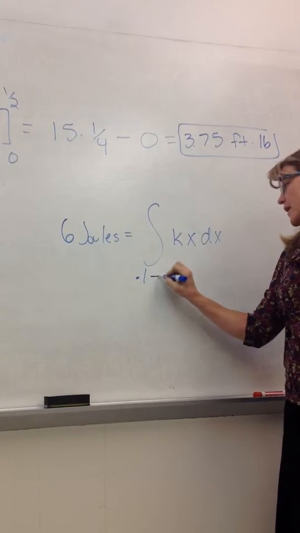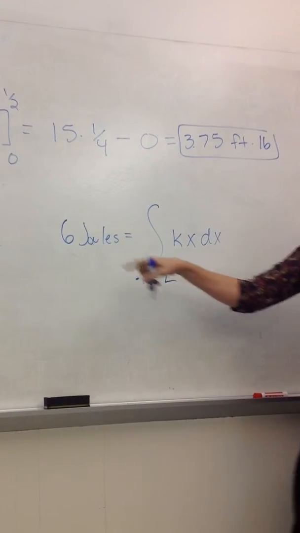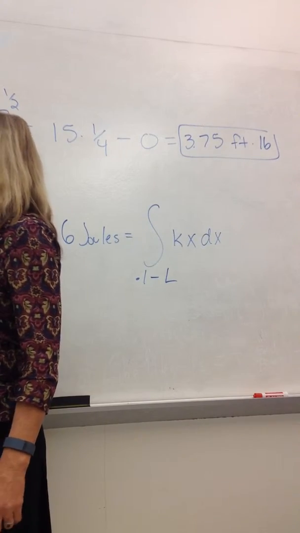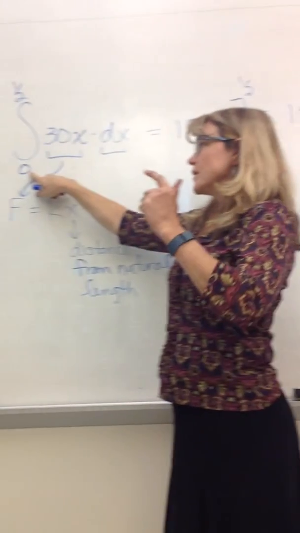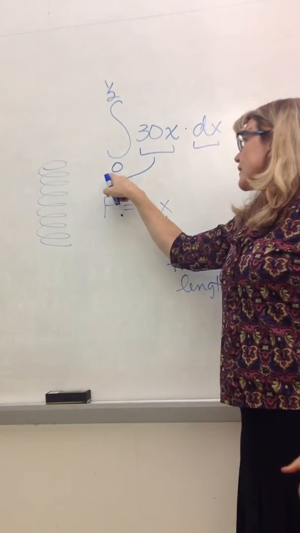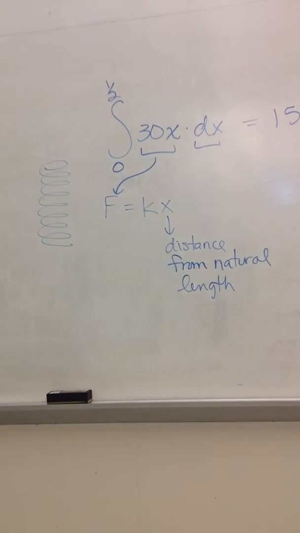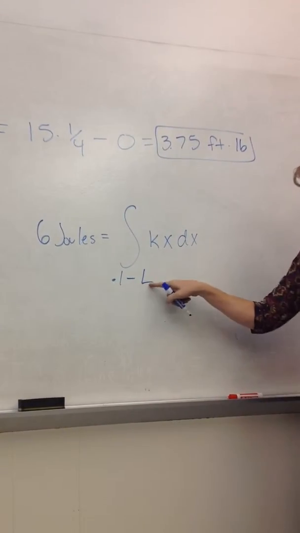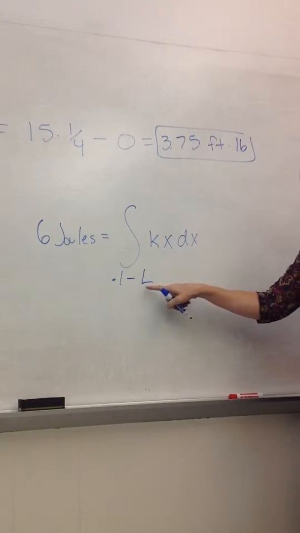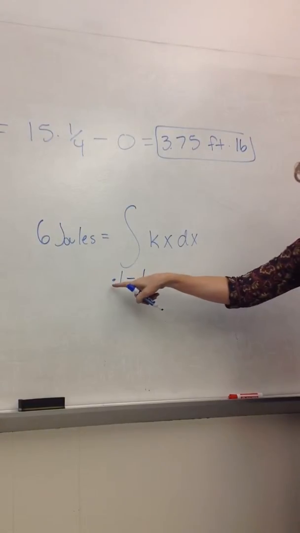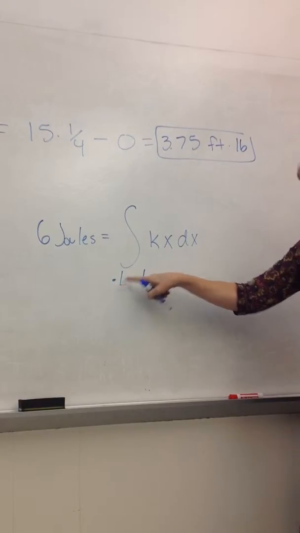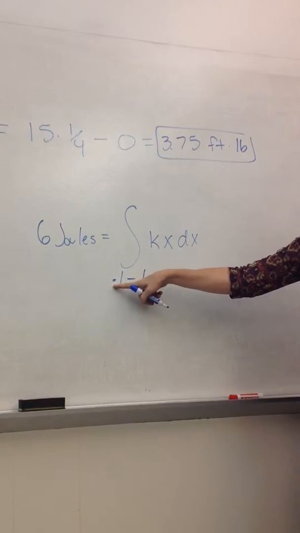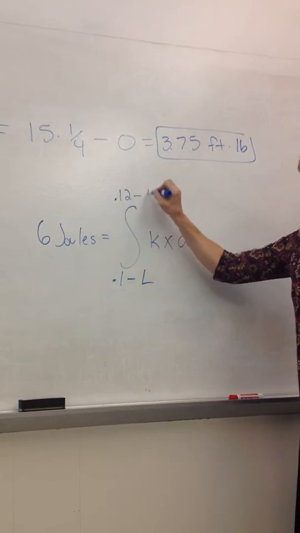I don't know what the length is, but the reason why this was 0 before was because we were stretching it from its natural length to something. If the natural length is 10 centimeters, then this will be 0. I just don't know what the natural length is, so all I know is that this low limit should be the difference between what the natural length is and 10 centimeters, and then this would be 0.12 minus L.